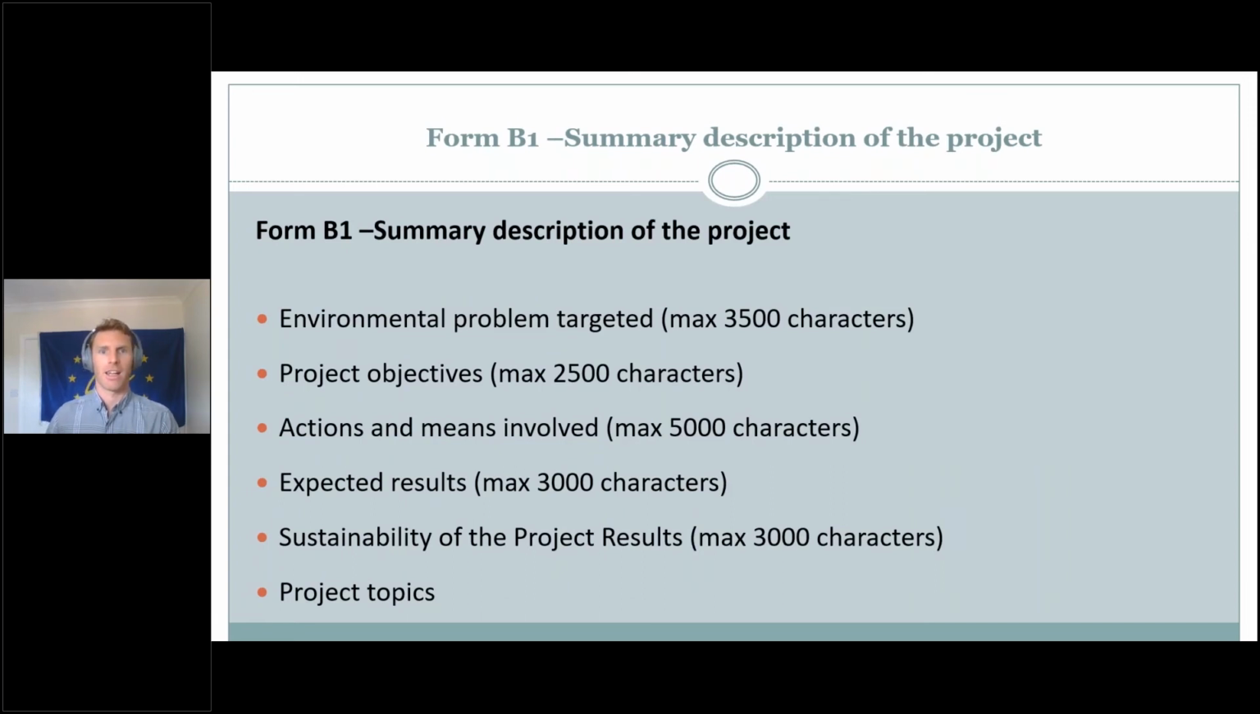So now I'll briefly go through the different forms. The B1 form is arguably the most important form of your application. It contains a summary of your project and should describe the environmental problem, project objectives, actions, means involved, expected results, sustainability, and the project topic. Please note the character limits on each heading. These are character limits, not word limits, character.